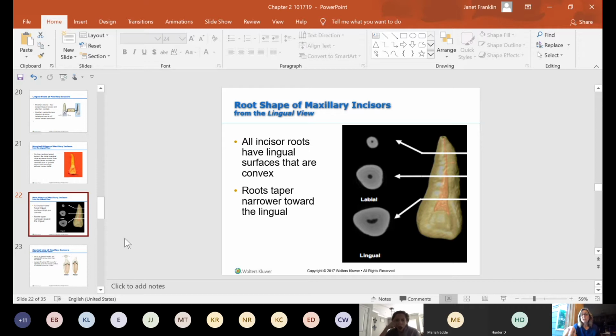So you can see that in the picture. This illustration shows cross sections of the root. That very top little circle was a cross section of where that line is. The middle picture of that root is about the middle of the root. And then the bottom picture is the root closest to the crown. So the root gets wider as you get closer to the crown, as you can see, and the labial surface is a little bit flatter and the lingual is more convex.